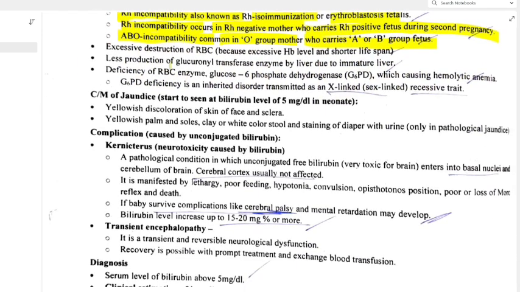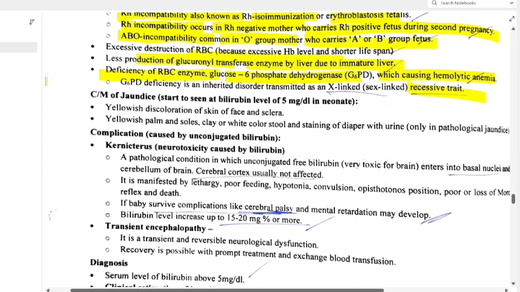Now, excessive destruction of RBC because of excessive hemoglobin level and shorter lifespan, and less production of glucuronyl transferase enzyme by the liver due to immature liver, and deficiency of the RBC enzyme glucose-6-phosphate dehydrogenase, which causes hemolytic anemia. G6PD deficiency is an inherited disorder transmitted as an X-linked recessive trait.